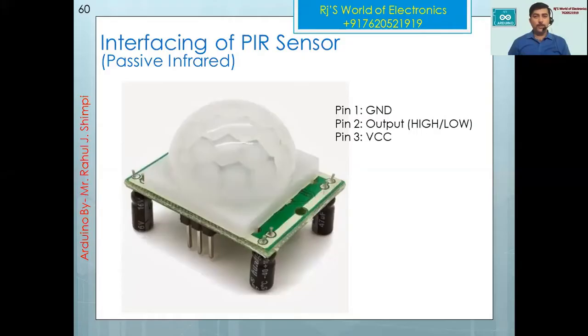PIR, it's a passive infrared sensor. It has three pins: VCC, ground, and output pin. Output of this sensor is either high or low, so this is a digital type of sensor. This sensor is called as motion sensor.